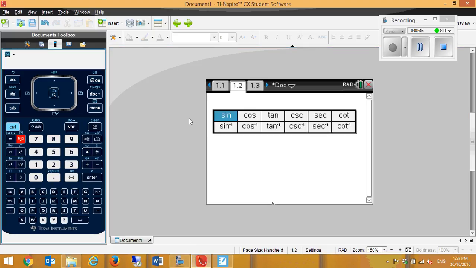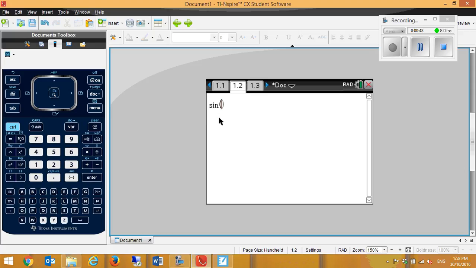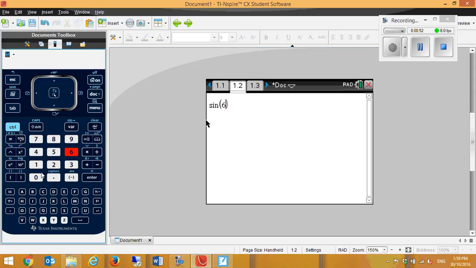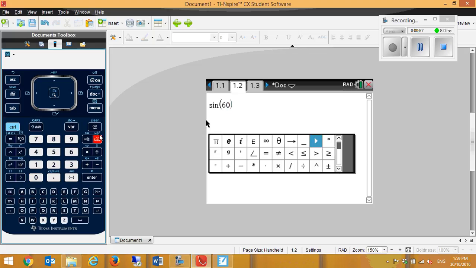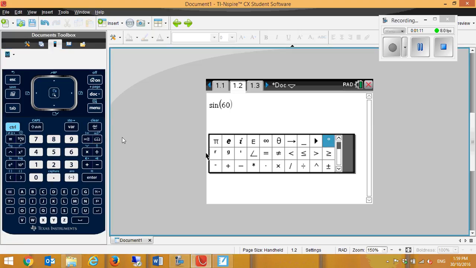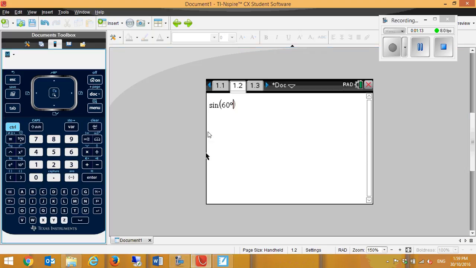So these are some new things we realized. Just by typing in your sine, now you want to go 60 degrees, so 60, and then you can put in the degree sign, which tells your calculator that you're in degrees. I'm looking at these little symbols at the top here, like infinity and beta and the degree sign. So we put in the degree sign, and we can now just go enter, and it gives us this value, 0.866.